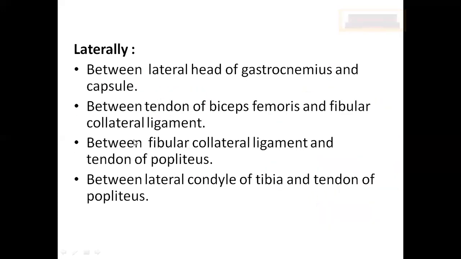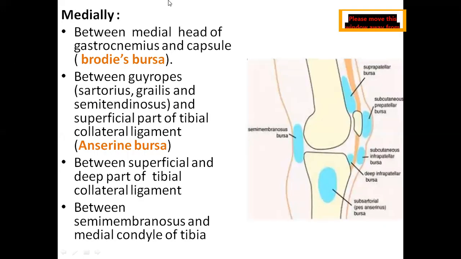Then laterally, we have a bursa between the lateral head of gastrocnemius and the capsule, between the tendon of biceps femoris and the fibular collateral ligament, between the fibular collateral ligament and the tendon of popliteus, and between the lateral condyle of tibia and the tendon of popliteus. Now medially, the bursae we see are between the medial head of gastrocnemius and the capsule. You call it Brodie's bursa.